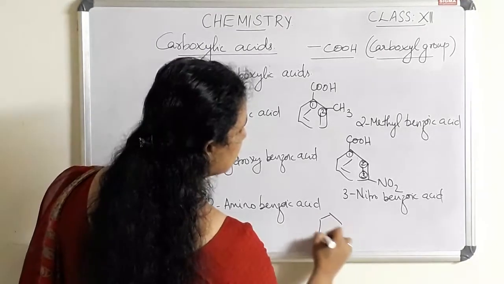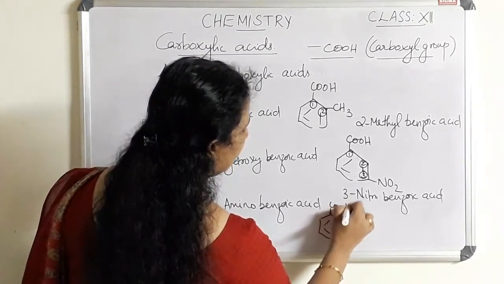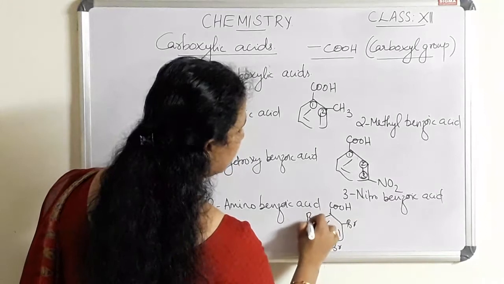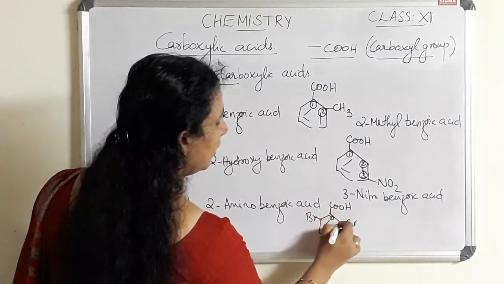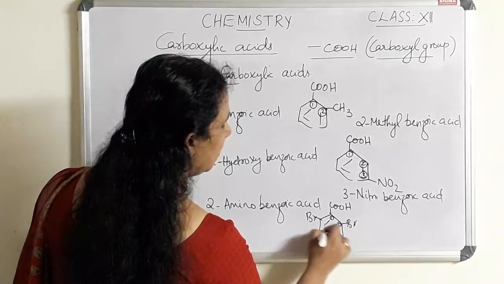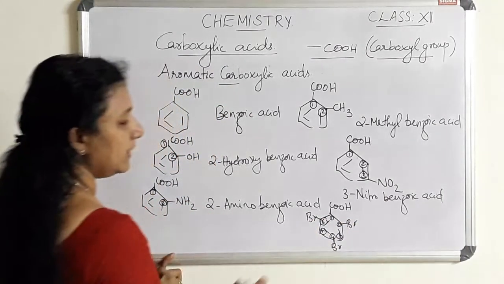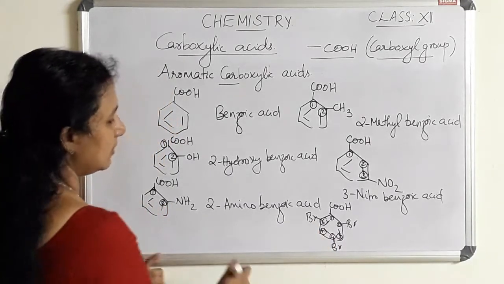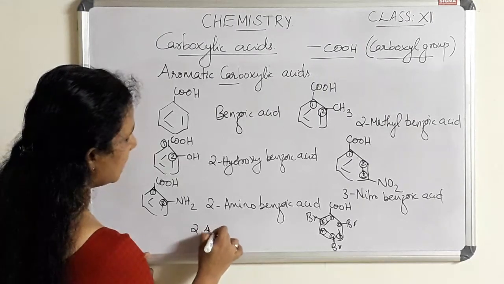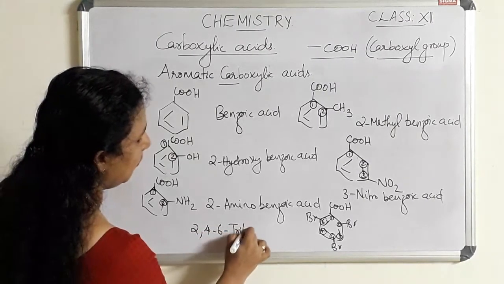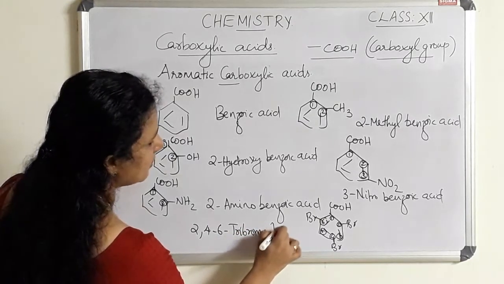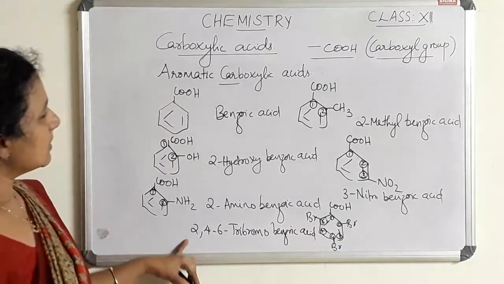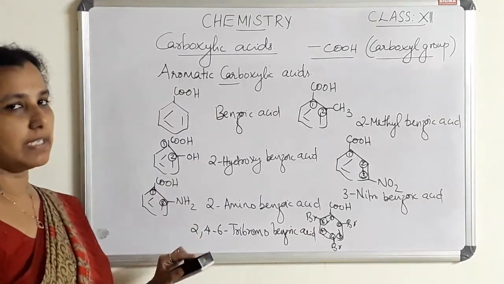Then the next one is bromine attached. So if bromine is attached, this is the first position, 1, 2, 3, 4, 5 and 6. So bromine is attached in the second, fourth and sixth position. So it is named as 2, 4, 6 tribromo benzoic acid. So these are some examples of aromatic carboxylic acid.